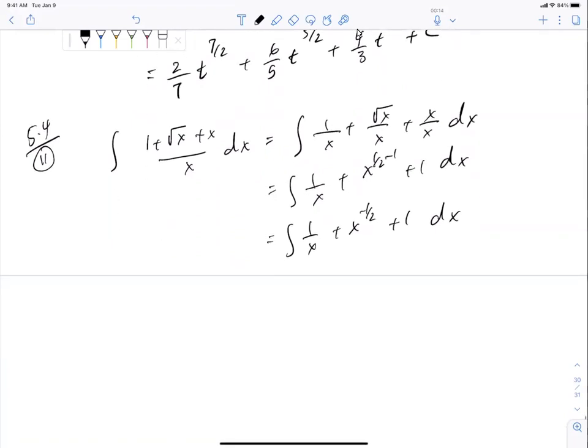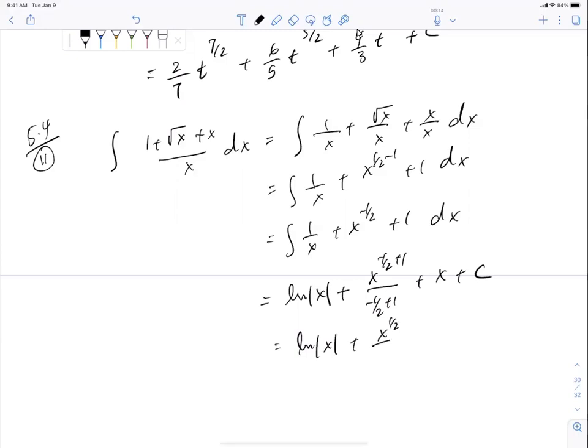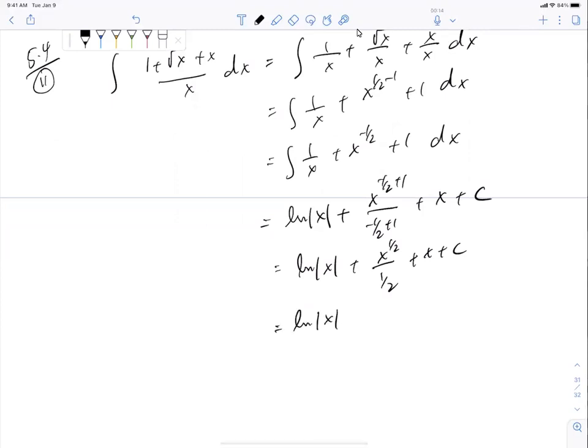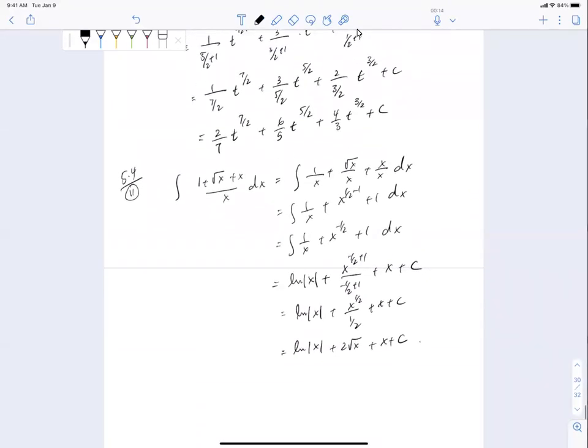Of course, you're assuming x is not 0. The antiderivative of 1 over x is natural log of the absolute value of x. The antiderivative of x to the negative 1/2 is x to the negative 1/2 plus 1 over negative 1/2 plus 1. So you have natural log of x plus x to the 1/2 over 1/2 plus x plus C. It is natural log of x plus 2 root x, if I want to write the radical form, plus x plus C. Again, all of these you have to write in the power form. And basically, that's the most involved process you know so far, the power rule.